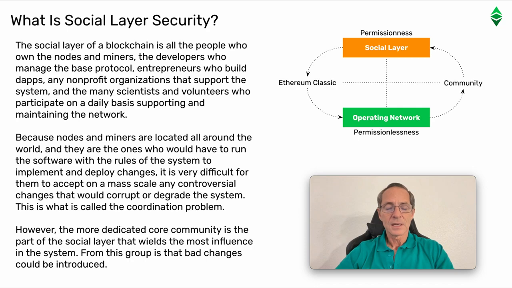What is social layer security? The social layer of a blockchain is all the people who own the nodes and miners, the developers who manage the base protocol, entrepreneurs who build dapps, any nonprofit organizations that support the system, and the many scientists and volunteers who participate on a daily basis supporting and maintaining the network. Because nodes and miners are located all around the world, and they are the ones who would have to run the software with the rules of the system to implement and deploy changes, it is very difficult for them to accept on a mass scale any controversial changes that would corrupt or degrade the system. This is what is called the coordination problem. However, the more dedicated core community is the part of the social layer that wields the most influence in the system. From this group is that bad changes could be introduced.